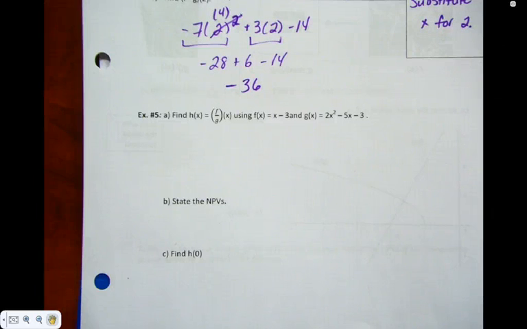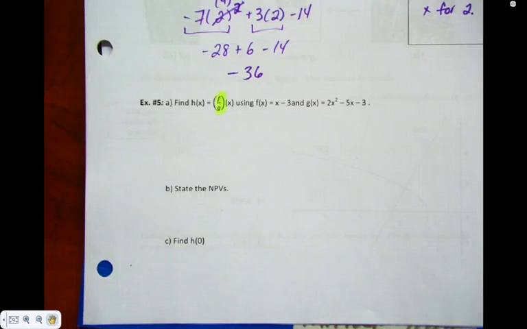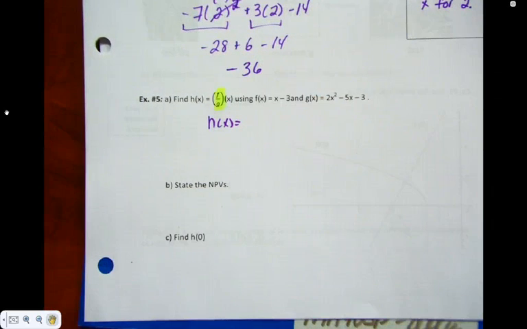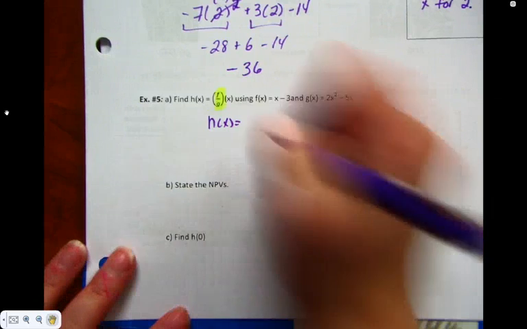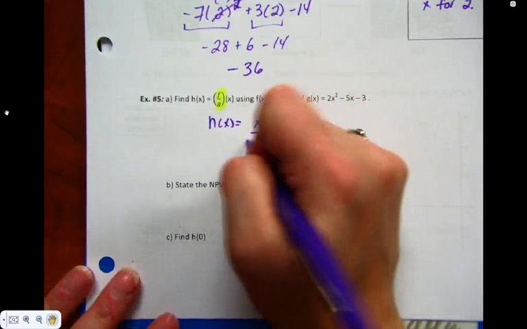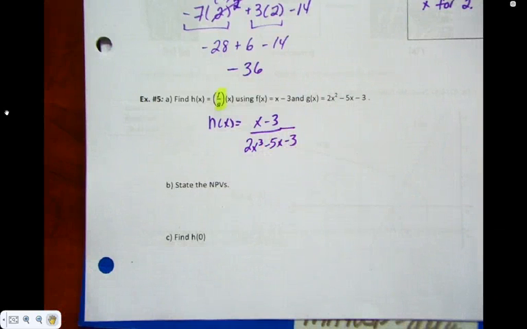Okay, we've done addition, we've done subtraction, we've done multiplication. Let's do a division. Here's what division notation looks like. Find (f divided by g) of x using f of x equals x plus 3, and g of x is 2x squared minus 5x minus 3. Division works like this. Take whatever they said was the top function, put it on the top. So that's f of x. Take whatever they said was the bottom function, put it on the bottom. That's it. That's a division.